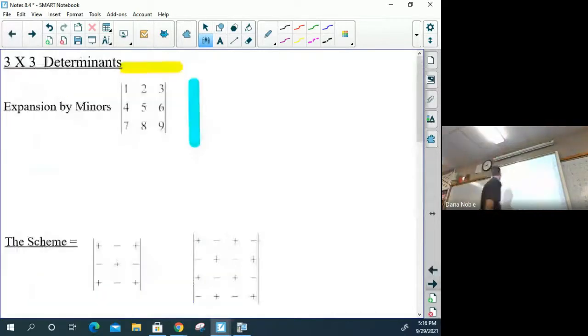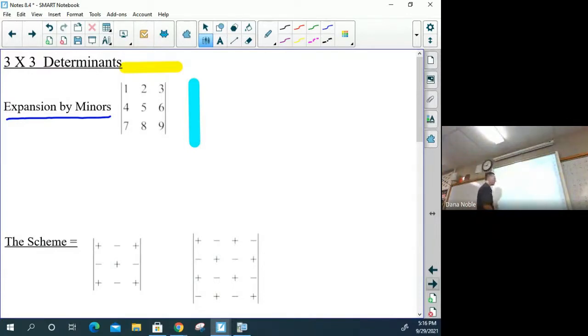Now, 3 by 3s. There are going to be two methods to find determinants of 3 by 3s. The first method is going to be called expansion by minors. This method is going to be used later on in the year, second semester, when we do vectors. So let's first of all see how this is going to work.